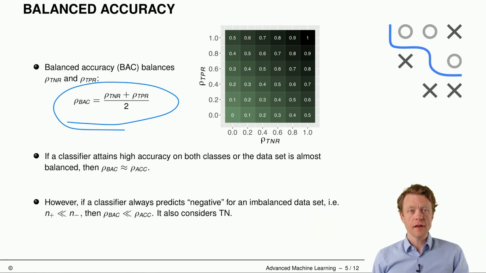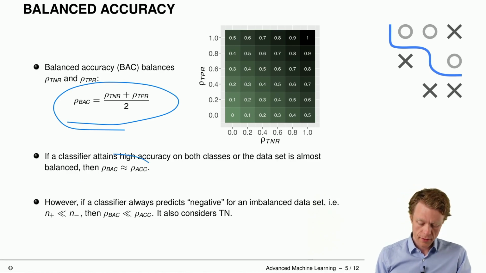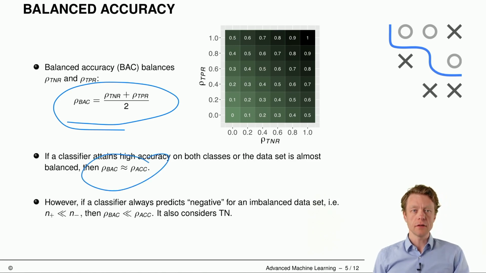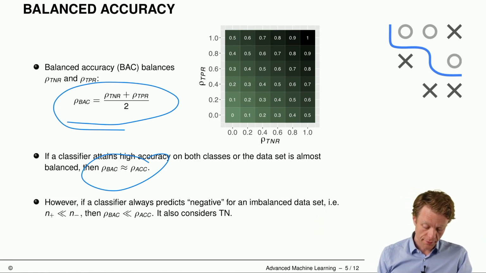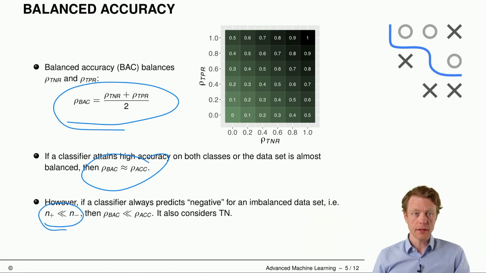If a classifier has a high accuracy on both classes, or if the data set is almost balanced, then the balanced accuracy and the normal accuracy are more or less the same. However, if a classifier always predicts negative for an imbalanced data set, so for a data set where we have far more negative values than positive values, then the normal accuracy will be much larger than the balanced accuracy.